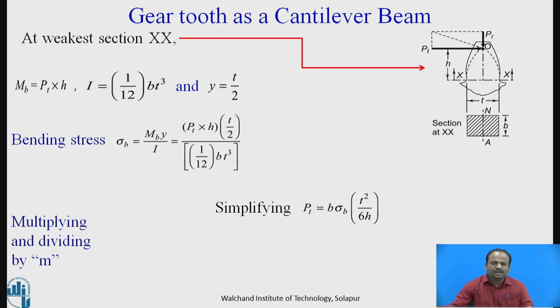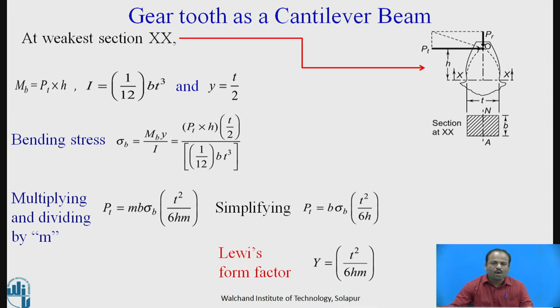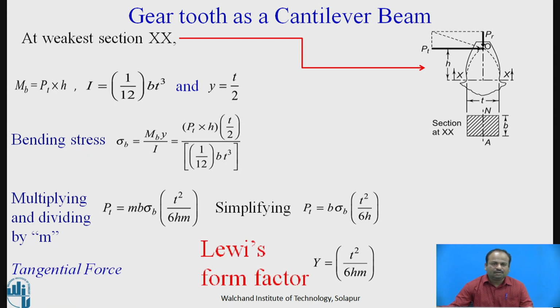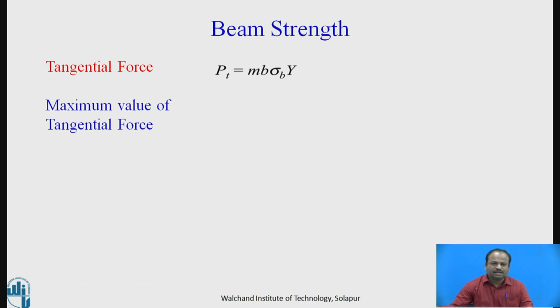Now we multiply and divide by the module m. So this is the equation that we get. t square by 6hm is nothing but the Lewis form factor that we consider as Y. Y is equal to t square upon 6hm. So the tangential force Pt becomes equal to m B sigma b Y, and Pt is nothing but the tangential force as well as the bending strength of the spur gear.